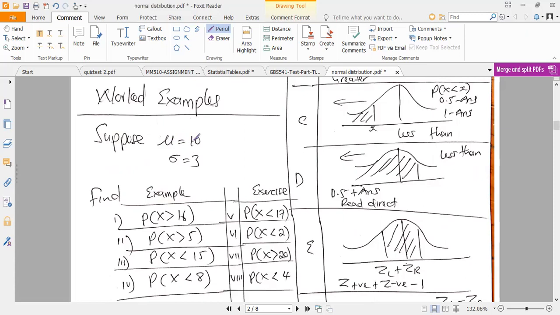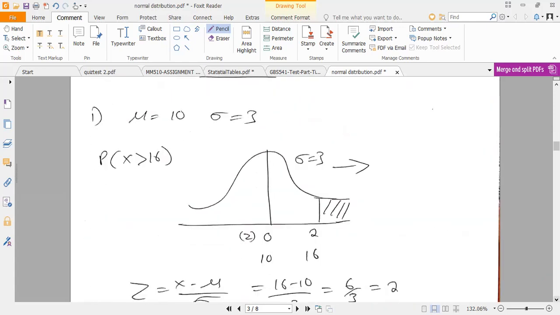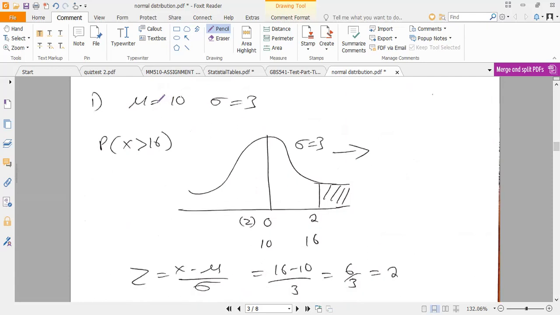Suppose our mu is 10 and our standard deviation is 3. Find the probabilities: x is greater than 16, x is greater than 5, x is less than 15, x is less than 8. I'm going to do the first two together with you so that we can move in that order. Our mean is always found in the middle, symmetrical. So our mu is 10, and we identify 16 based on this 10.